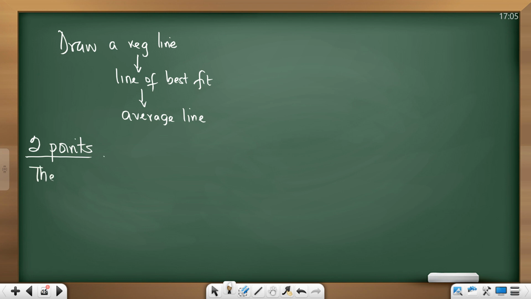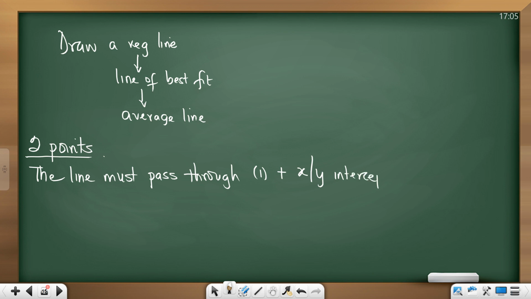Number 1, the line must pass through the positive x or y what? Intercept. Please take note. The intercept could be positive x or positive what? Y, not negative. And number 2, it must pass through your bar x and your bar y. Please, very, very important.